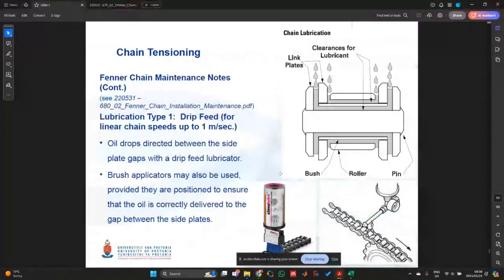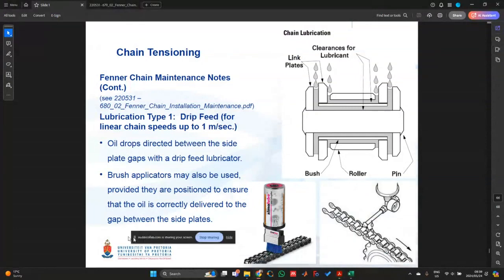Just going back to our slides. With regards to the first type of lubrication, the drip feed lubricator, oil drops are directed between the side plate gaps. Here at the bottom you'll see we have a drip feed lubricator. We have these droplets that are going to be fed into these clearances that we have over here.